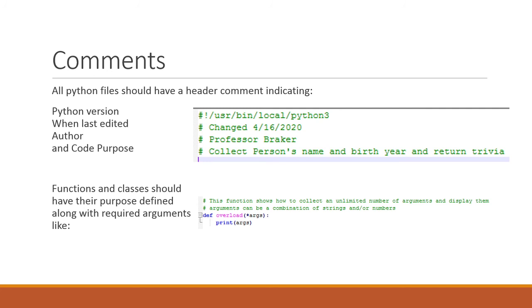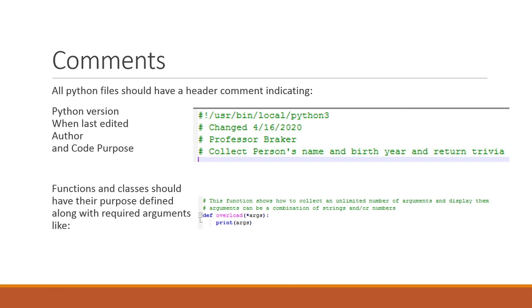Functions and classes should have their purpose defined. For a function, you should also have any required arguments. So for instance, this function shows how to collect an unlimited number of arguments and display them. Arguments can be a combination of strings or numbers. Now, if the arguments have to be a string, you would put that in here. The argument has to be a string. Or the argument has to be a string, a number, and a decimal and a float. Or an integer and a float.